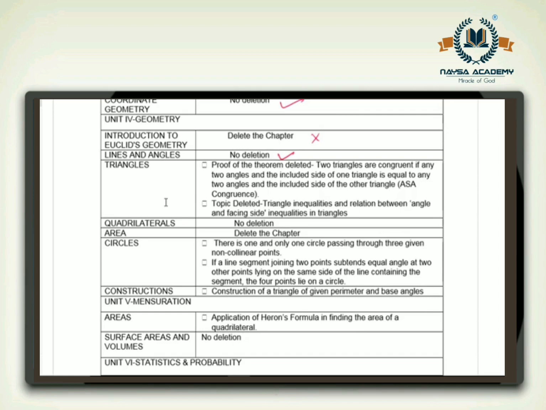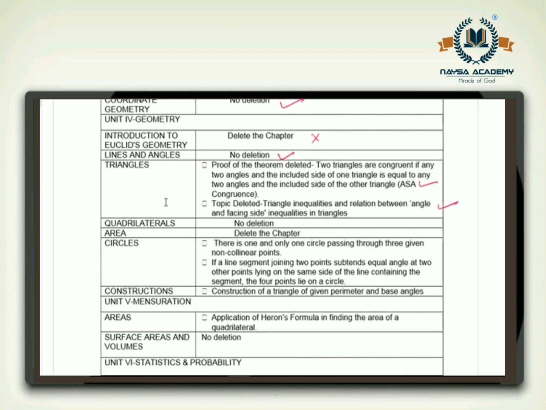So application is there, you have to solve the problems based on the theorems, but the theorems you do not have to do. Two triangles are congruent if any two angles and the included side of one triangle are equal to any two angles and the included side of the other triangle. So the ASA test of congruency, this topic is related. Another topic deleted in triangles is inequalities and the relation between angles and facing sides, inequalities in the triangle.